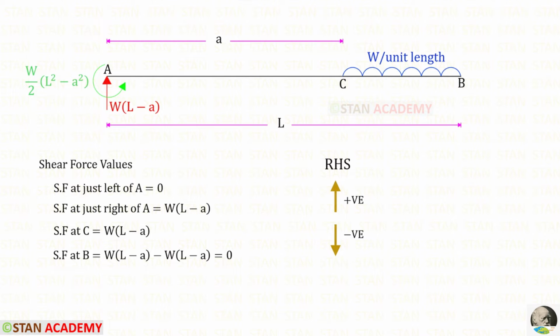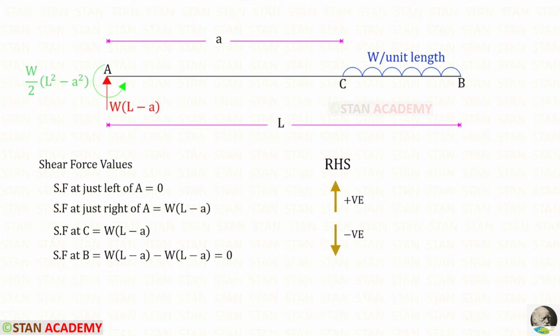Now, from the point A and towards the point B, I am going to find the shear force values. The shear force at just left of A will be 0. The shear force at just right of A will be W into (L minus A). The shear force at C also will be W into (L minus A), because up to the point C, we have only this vertical reaction.